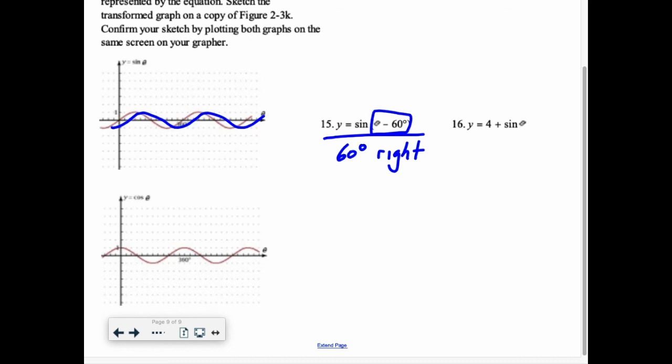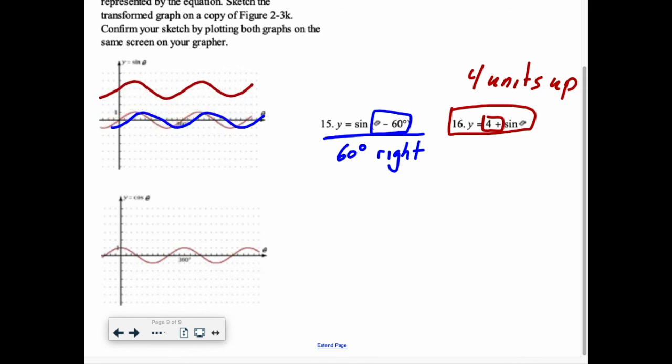Now, let's take a look at 16. Well, 16, I'm adding 4 to my graph. I know, looking at this, that this is 4 units up. Okay, so I'm going to start with my normal graph. There's no dilation here, so I can do that. And I'm just going to shift it 4 units up. 1, 2, 3, 4. And that's what the graph would end up looking like.